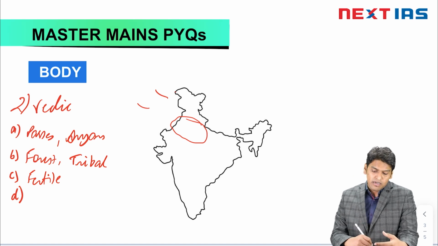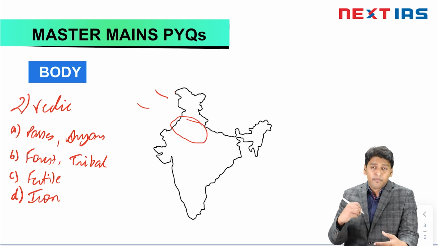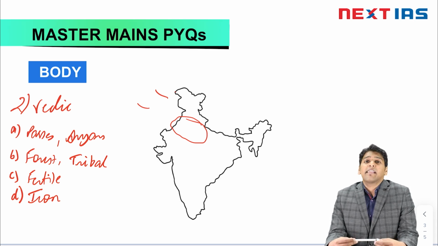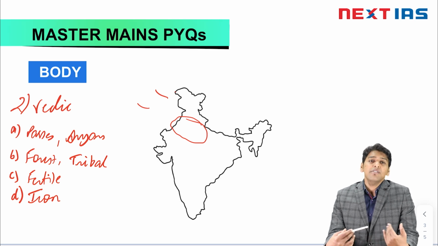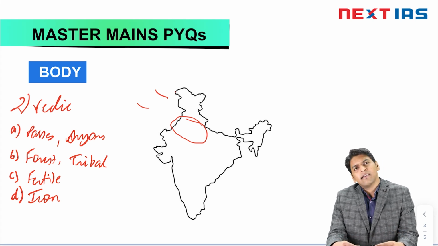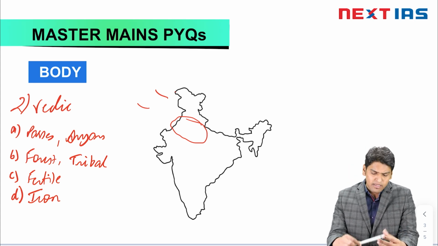So with the development of iron, as iron was discovered, clearing the forest became easier. And the Vedic people began clearing out forests to make way for agriculture, which became a sustainable source of the society and of economy in the Vedic period.